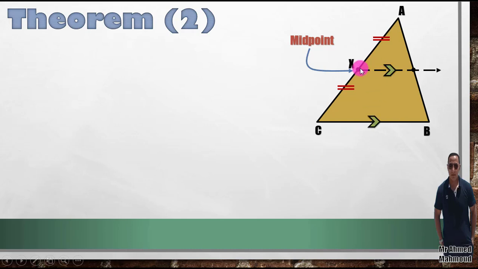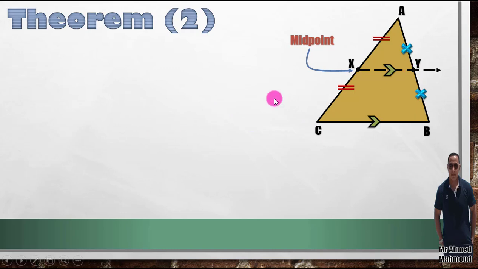The first given is that we have a midpoint, the second given is that we drew a ray from this midpoint parallel to the base. What will happen? In that case, the ray intersects AB at its midpoint, at Y, where Y is a midpoint. So the given in the theorem is that we have a midpoint and a ray parallel to the base, then we conclude that this ray intersects the third side at its midpoint, or bisects the third side.